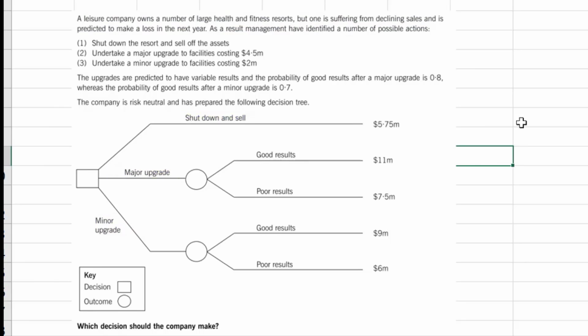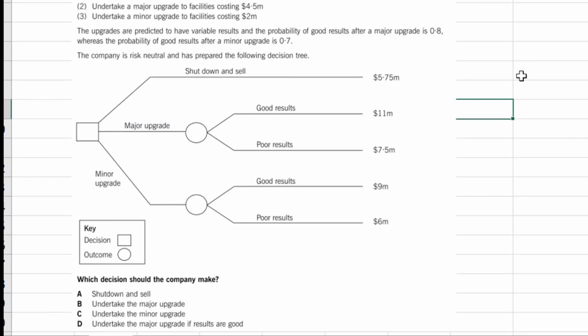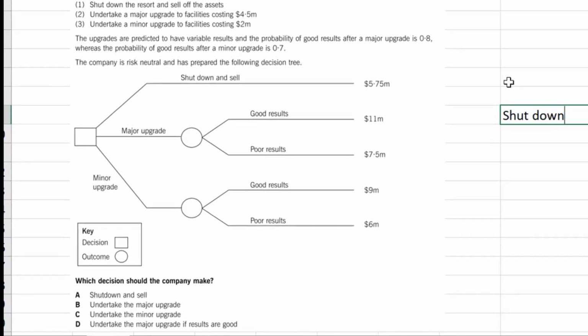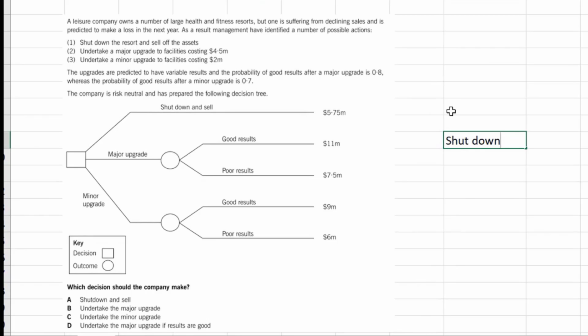Okay, now look at the answers there. Which one can we just eliminate immediately? One of those can come out. Well, yes, D. D is not feasible as an option. It's expected values, right? It's the best expected value is what we go with. And I want you to remember that decision trees is just an extension of the expected value concept. We're going to calculate the expected value of each branch, and that is how we will make our decision. So we're going to compare shut down and sell against the upgrades.